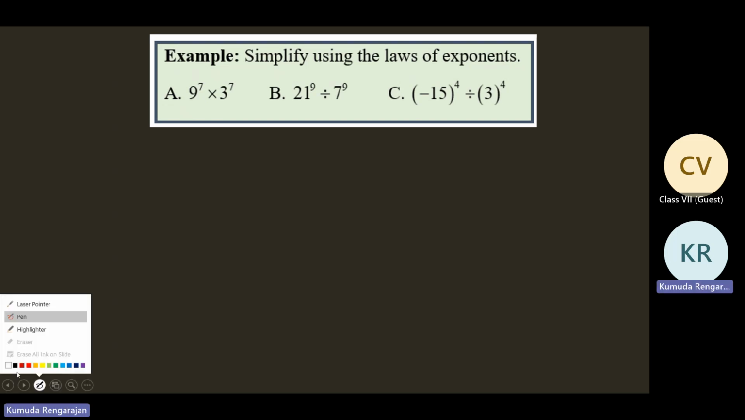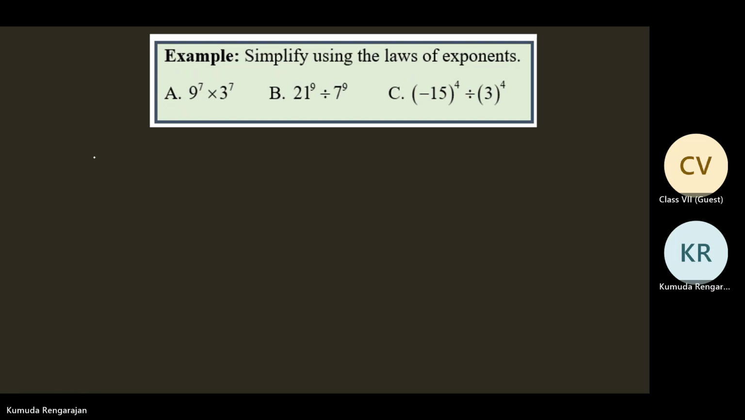So how do we do this one? 9 to the power 7 into 3 to the power 7. What is the rule? Are the bases the same? No, ma'am. So we should call them A and B. Do they have the same powers? Yes, ma'am. So the powers will be M, M. What is A to the power M into B to the power M?